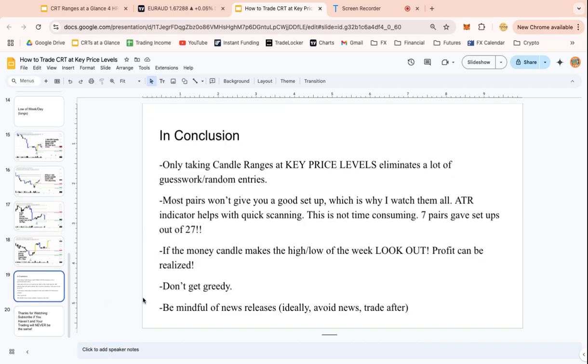Lastly, be mindful of news releases. Ideally, avoid news and just trade after it comes out. So you always want to check Forex Factory for things like that and make sure you avoid red flag news more than anything else. Orange and all that type of stuff. It's mainly red news that I try to stay away from.